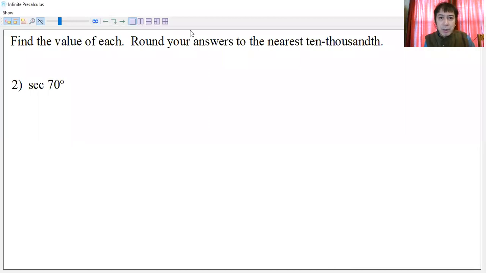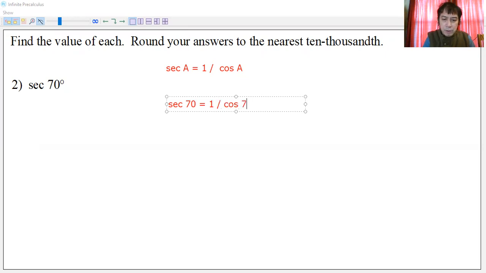All right, here's the second number. Find the value of each. Round your answers to the nearest 10,000th. We're doing secant of 70. Here's the formula: secant of angle A is equal to 1 divided by cosine of angle A. So if the angle is 70, let A be equal to 70, then secant of 70 is equal to 1 divided by cosine of 70.